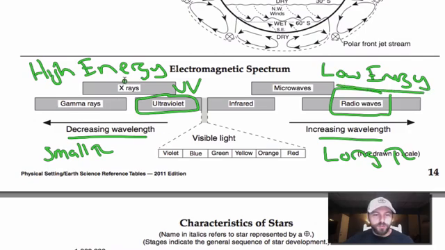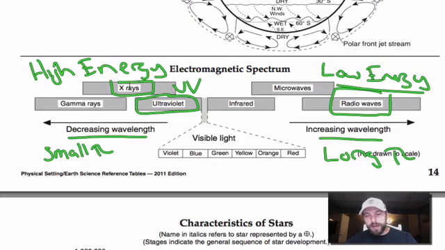Okay, X-rays on the exact opposite end. Okay, small wavelength, high energy. This is why you need to wear those lead vests when you go to get X-rays taken at the dentist. They'll put that lead vest over you to block that high energy from going into you.